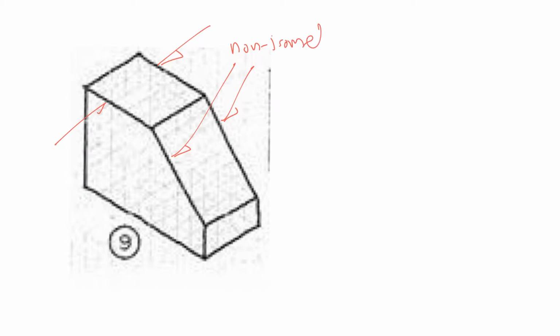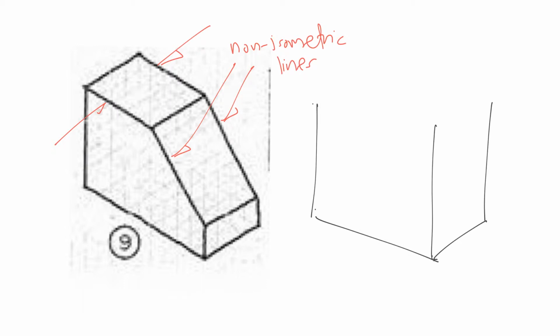Now, non-isometric lines are lines that are not angled either vertical or at an angle of 30 degrees with respect to the horizontal. So the first step that I usually encourage my students to do is to come up with the basic shape of a cube. So we have this over here. Okay, so this is the basic shape of an isometric cube.